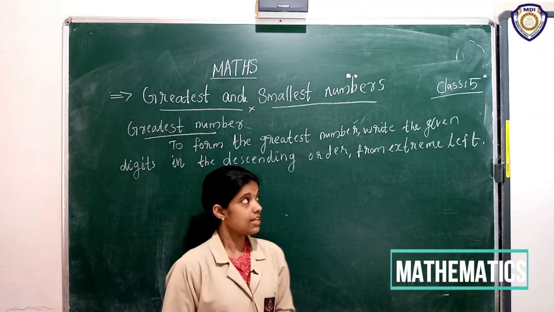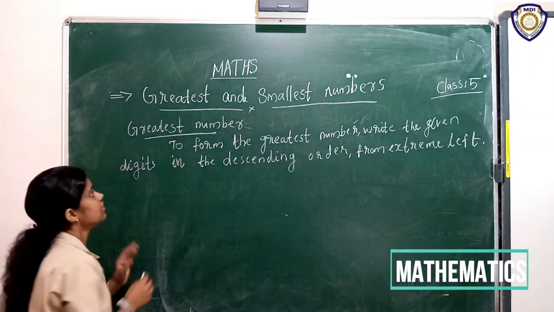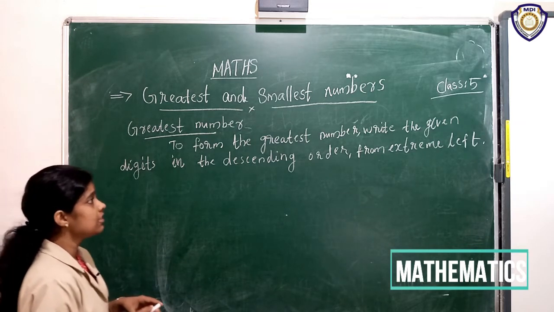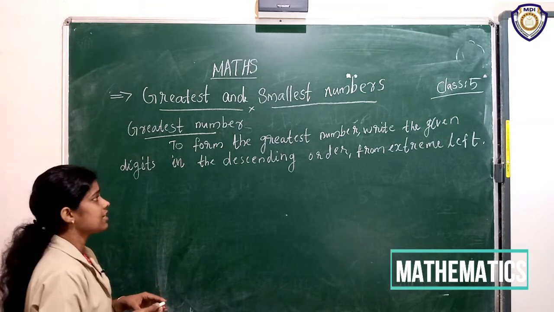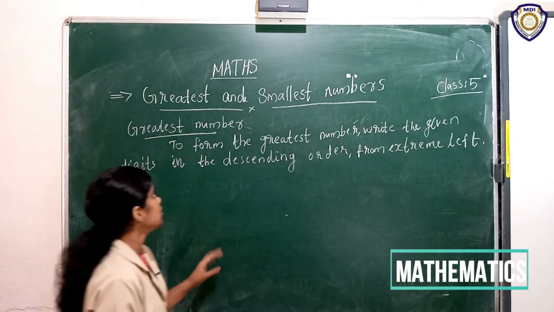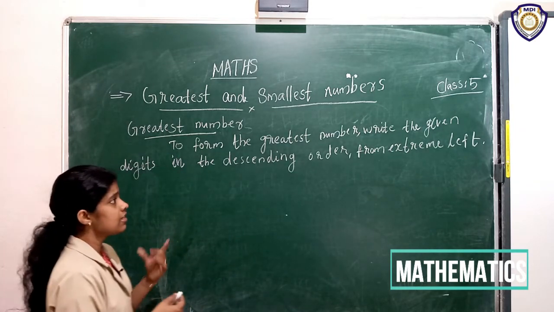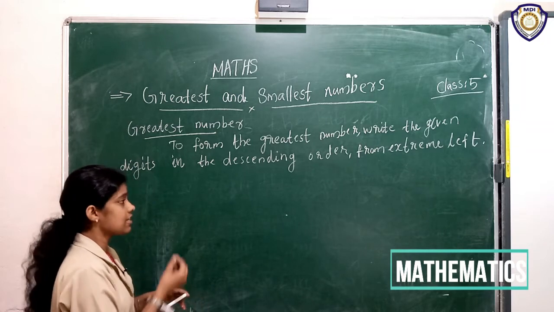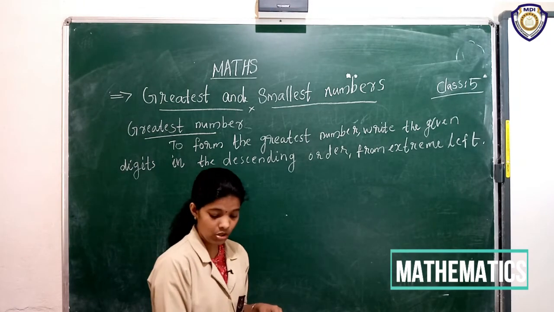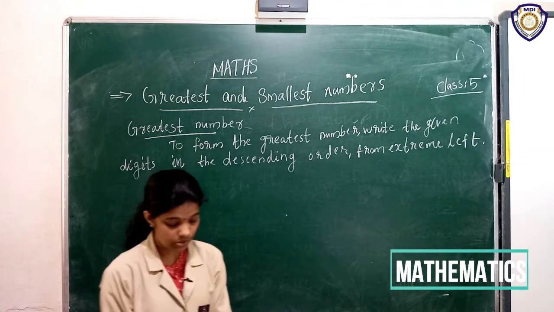Okay. Greatest number. What is the greatest number? To form the greatest number, write the given digits in descending order from the extreme left. Okay, one example for you.